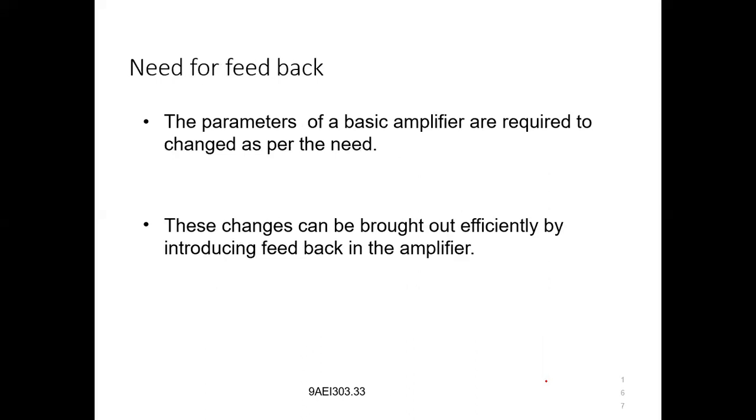The parameters of a basic amplifier are required to change as per the need. These changes can be brought about efficiently by introducing feedback in the amplifier. That means we are going to vary the different gains. In open loop, if you give some input, you will get some output. That will change with this concept.